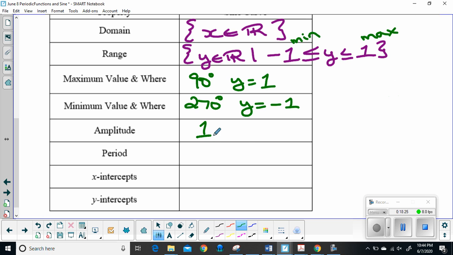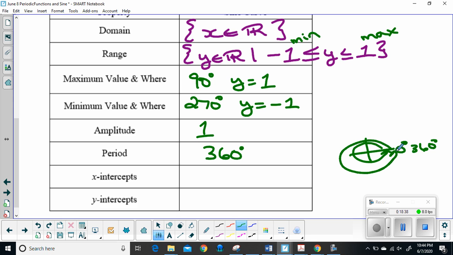Our amplitude is just 1, the period we repeat every 360 degrees. So it's going around a circle. Remember, like when we drew the diagram, there's my 0 degrees, and then I hit it again, and there's my 360 degrees, and then you keep going around and around. Well, you're repeating yourself. It's 360 degrees.